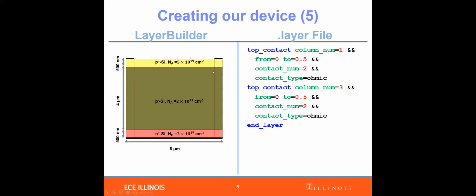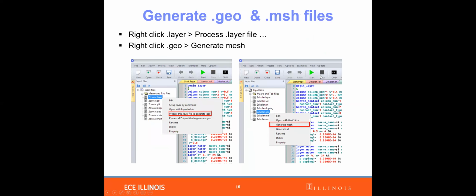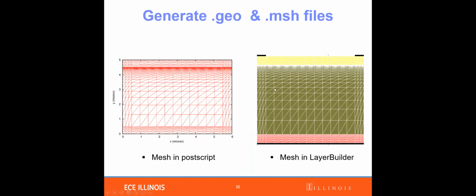Eventually we are going to add top contact in the first column and the third column. This top contact is for the P contact. Then we generate the geometry file and generate the mesh. So this is the mesh information you can see. And next step, we are going to define the solution file.